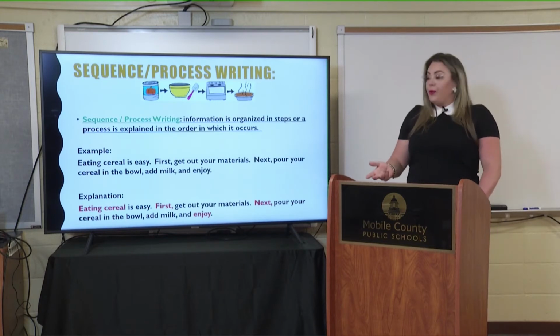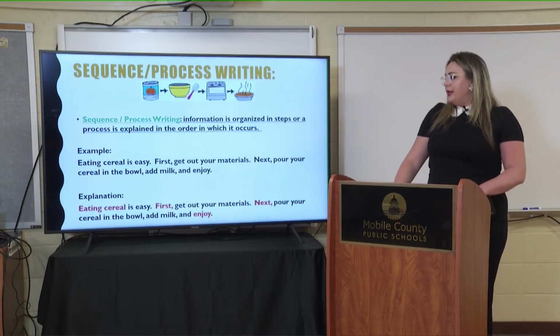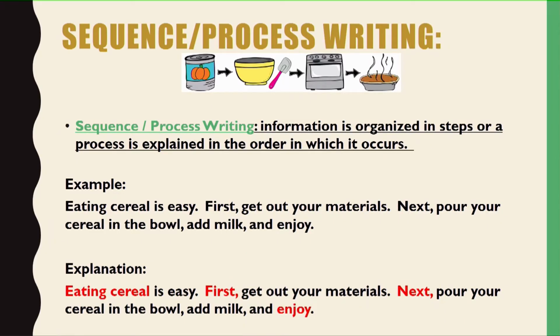Look at this example. It says eating cereal is easy. First, get out your materials. Next, pour your cereal in the bowl, add milk, and enjoy. So here we are explaining a process. Well, what's our process? It's how to eat cereal. It's basically broken down for you in very easy signal words. You have first, get out your material. Next, pour your cereal in the bowl, and then you enjoy. It gives you those 3 simple processes to where you can make a bowl of cereal.